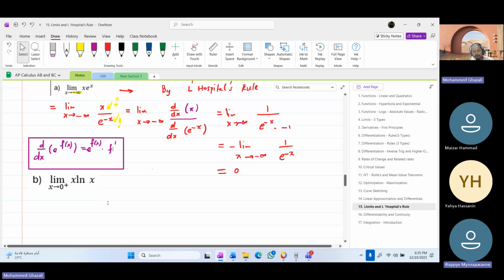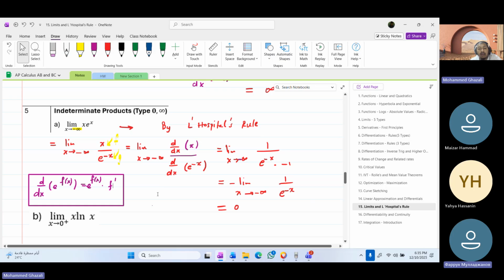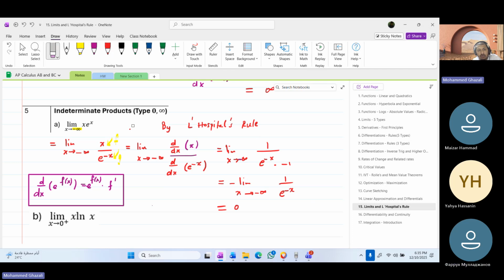Now do the same here. When you substitute negative infinity in the original function, x times e to the power x, it will also be given as 0. But when you use L'Hopital's rule, basically what I'm getting here is negative infinity times 0. Negative infinity times 0, it will be 0 here.